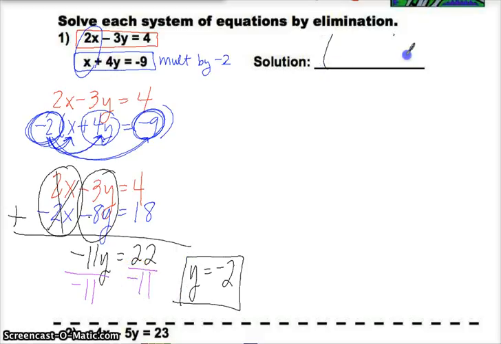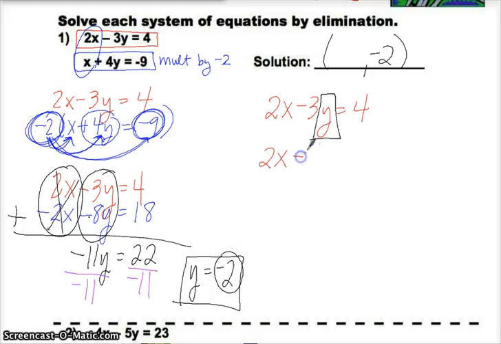So remember, this is the y value in the ordered pair where these two lines intersect. So the solution is the ordered pair, or the point where the two lines intersect. And the y value of that point is negative 2. So now you can go back to the first equation or the second equation. If I go ahead and go back to my first equation, which I wrote in red, I can now substitute for y and put in my negative 2 here. And that's how I'll solve for x. So I get 2x minus 3 times negative 2.